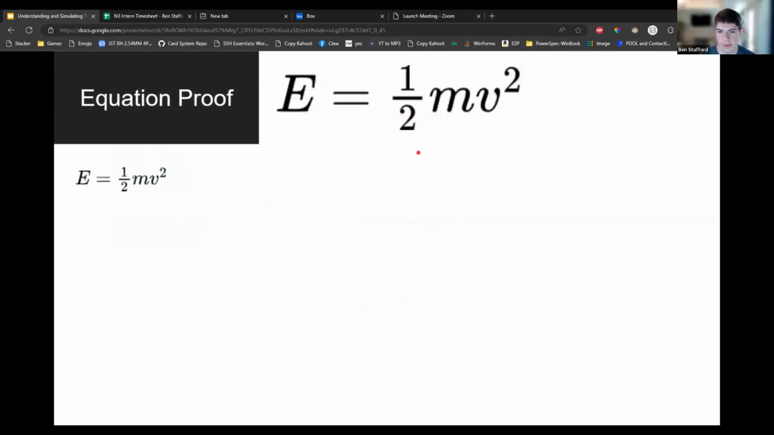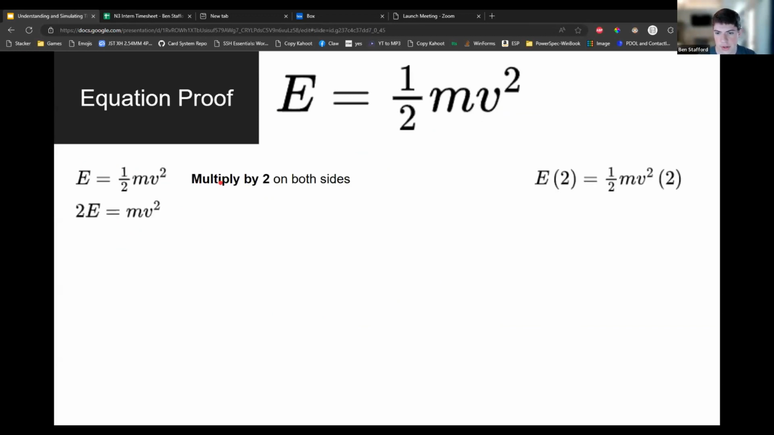So here's the proof of our equation. You can see here we start with the base equation, E equals 1/2 mv squared, which is energy equals 1/2 mass times velocity squared. So we are going to solve this with respect to m, which is mass. That's the whole point of the research, to understand the mass of these particles.